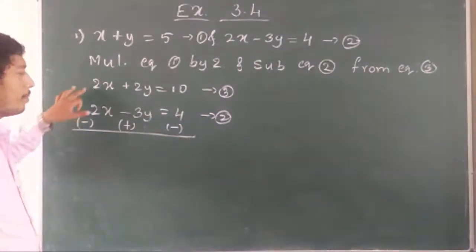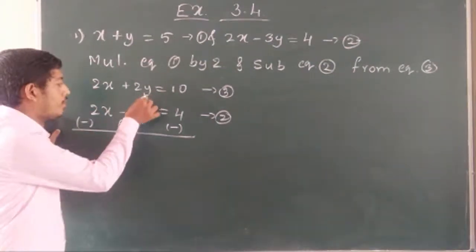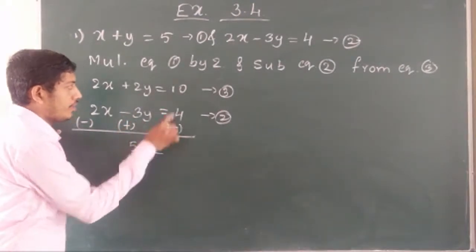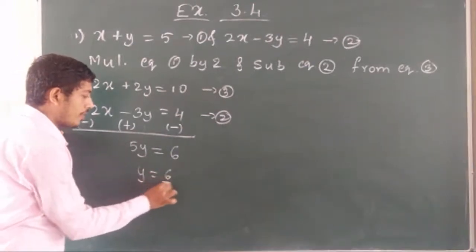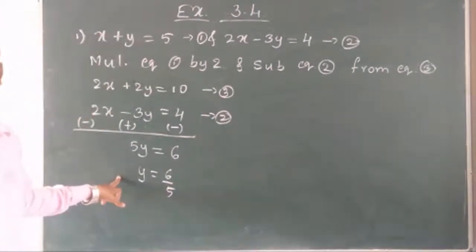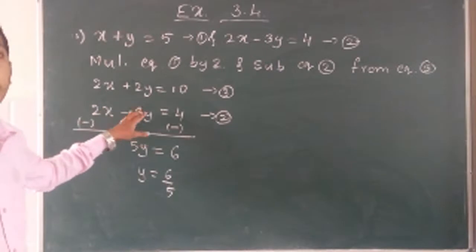So 2x minus 2x becomes 0. Then plus 2y plus 3y becomes 5y equals 10 minus 4, which is 6. So the y value becomes 6 divided by 5. So we are getting y by using the elimination method.